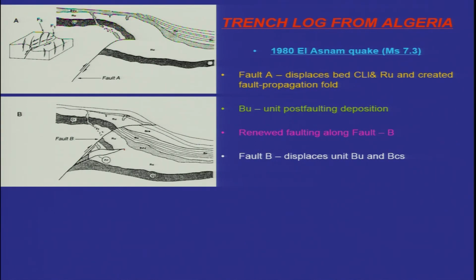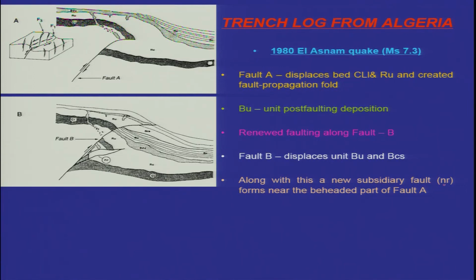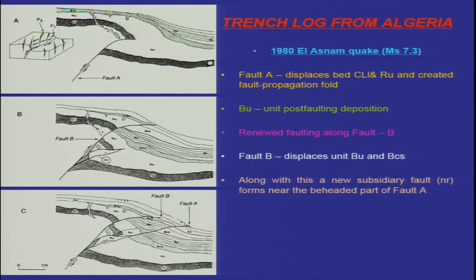So, you can identify the different faulting events along the different fault strands. Fault B displaces BU and BCS. Along with this, new subsidiary faults, that is NR, form near the beheaded part of the unit, that is fault strand A, and that also displaces the older units. So, finally, what we see is that the most recent earthquake did not slip the material along fault strand B, but it again got reactivated along fault A.